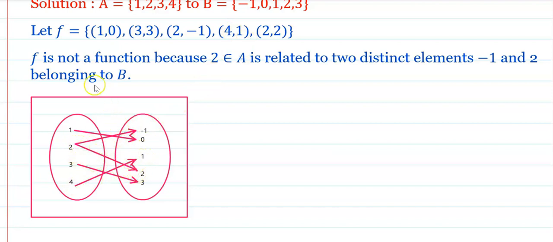Here f is not a function because 2 belongs to set A and is related to two distinct elements, which are minus 1 and 2 belonging to B. And therefore 2 does not have a unique image in set B, and hence it is not a function. This is the set A and the set B. This is not a function.